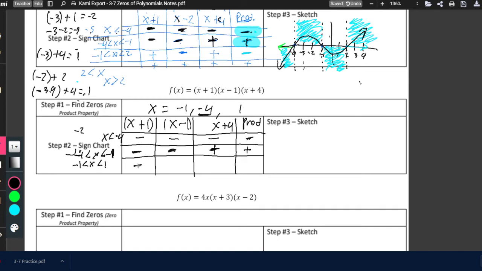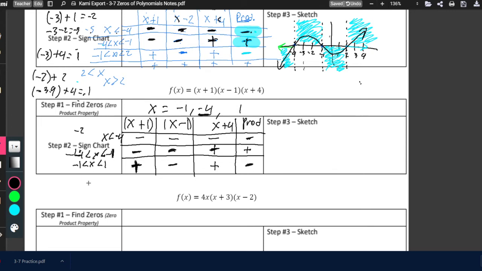Scratch that. Our first one's still positive. I'm sorry, I'm making this a little more confusing. So I'm just going to put in a value. If we put 0 in for x, we get a +1 out, because 0 is in between -1 and +1. If we put 0 in for x on the second one, we get -1. If we put 0 in for the first one, we get +4. When we multiply positive times a negative times a positive, we get a negative out.